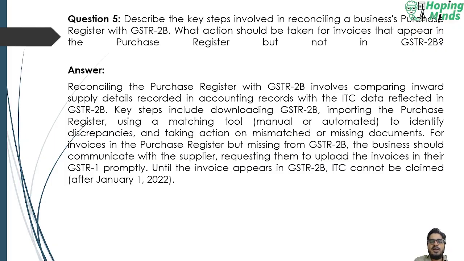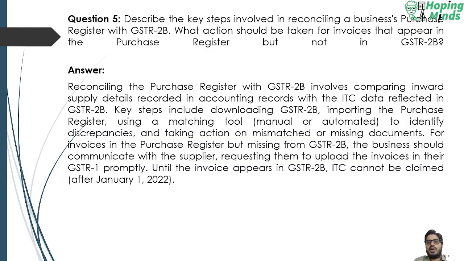For invoices in the purchase register but missing from GSTR 2B, the business should communicate with the supplier requesting them to upload the invoices in their GSTR 1 promptly. Until the invoices appear in GSTR 2B, ITC cannot be claimed after January 1, 2022.